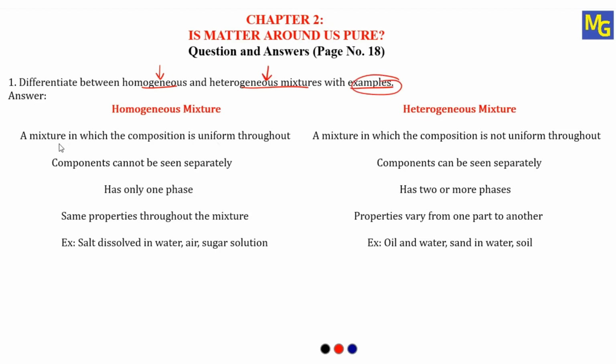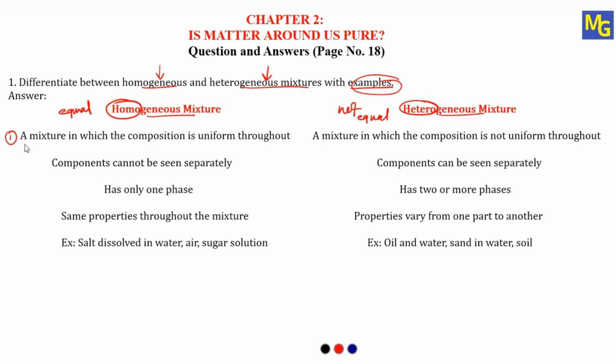So very simple question. You see here, first I have written homogeneous, second column I have written heterogeneous. So remember, homo means what? Homo means equal, and hetero means what? Hetero means not equal. So by using this hint, we will start writing the differences.